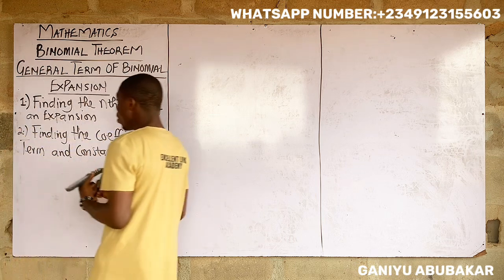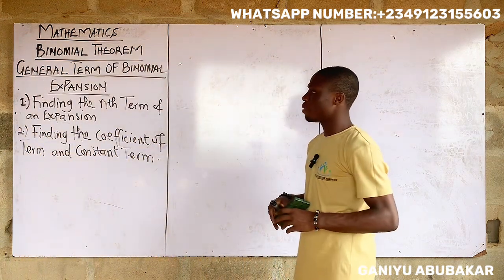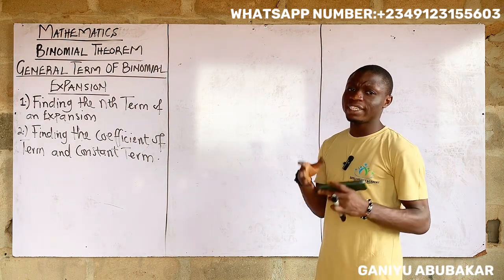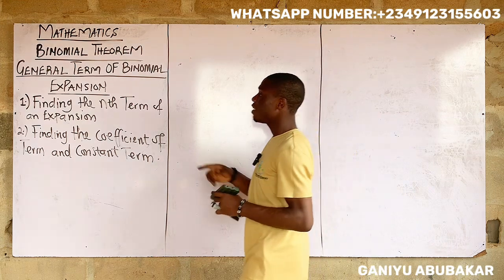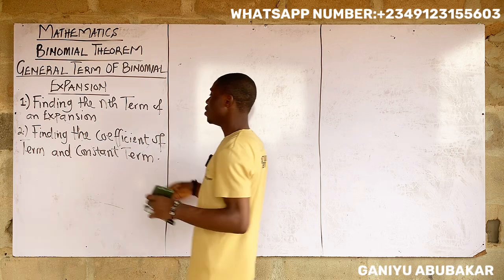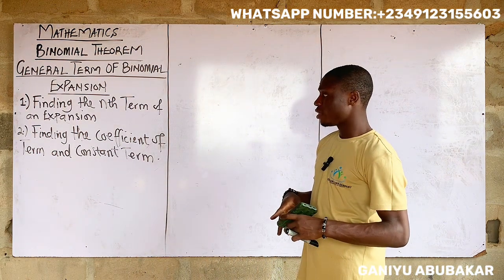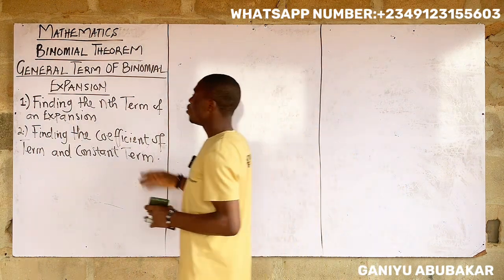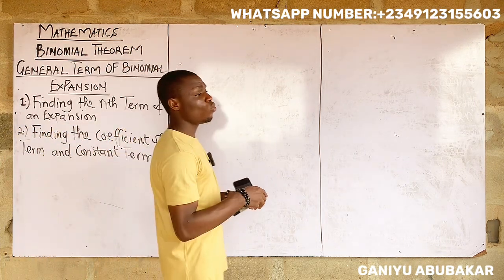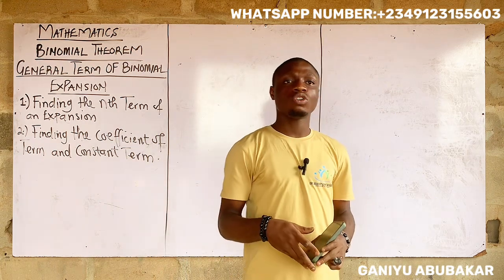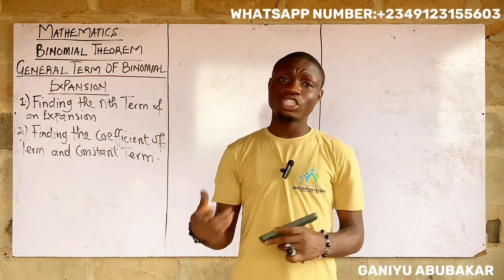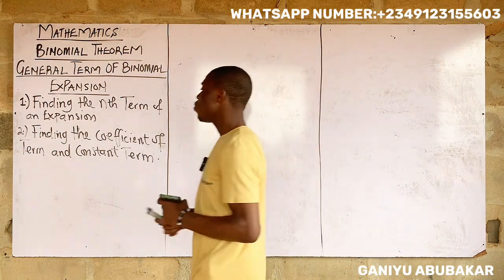All right, when it comes to the study of the general term of the binomial theorem, there are two key things we are finding. One, finding the nth term of the expansion. Or two, finding the coefficient of a term in an expansion. So how do we go about these two concepts? These two concepts work with the same formula, which I'll be giving you now. Whether I want to find the nth term of an expansion or the coefficient of a term in an expansion, you use the same formula. So the formula goes below.